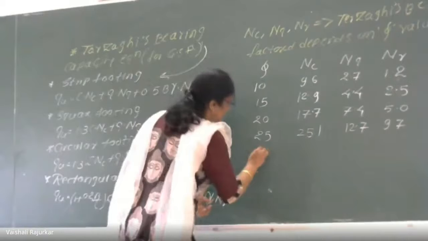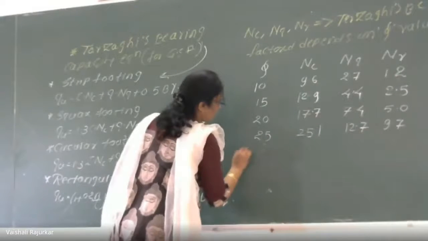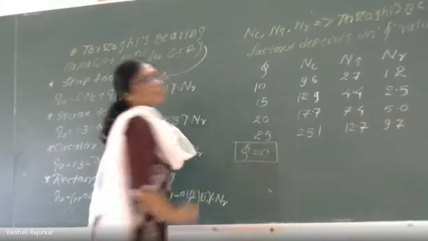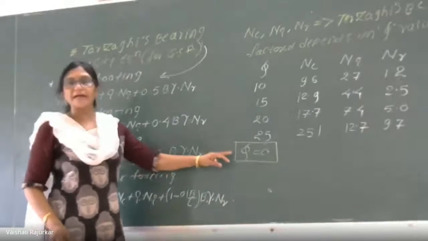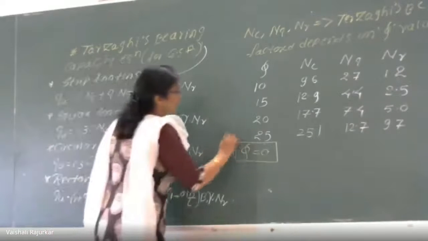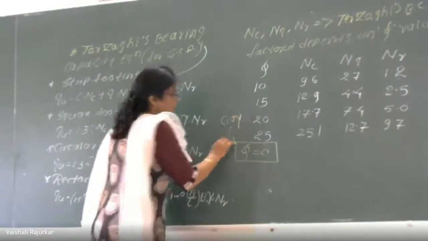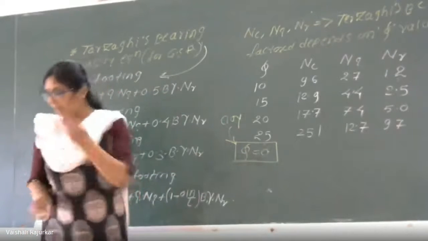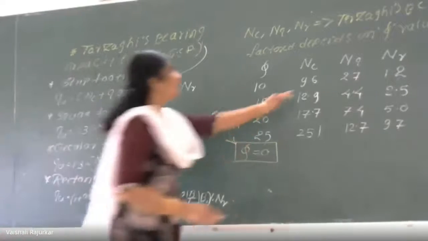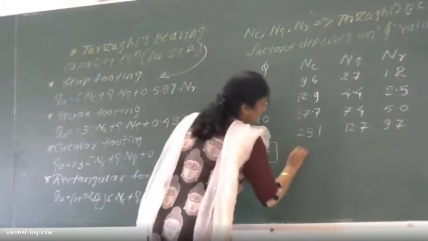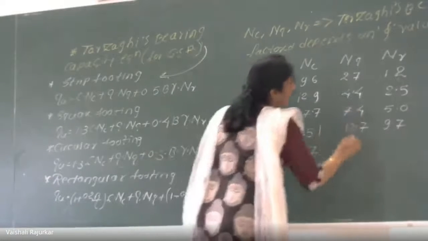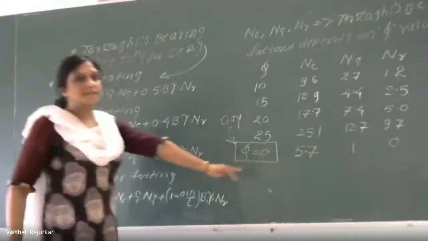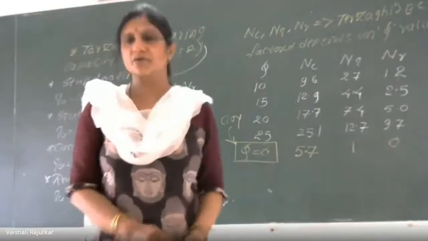And for 0, this is the special case when phi is 0, when the soil is pure clay. When the soil is pure clay and phi is equal to 0, NC will be taken as 5.7, NQ is taken as 1 and N gamma is taken as 0. So this is the special case of the pure cohesive soils.